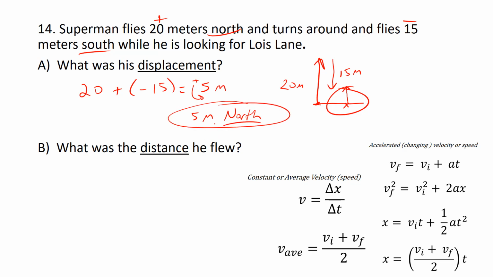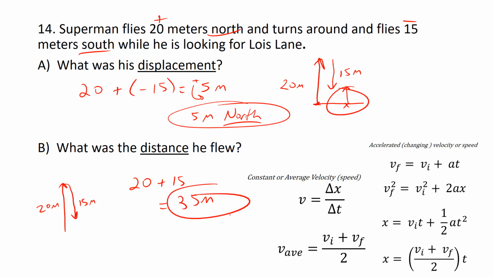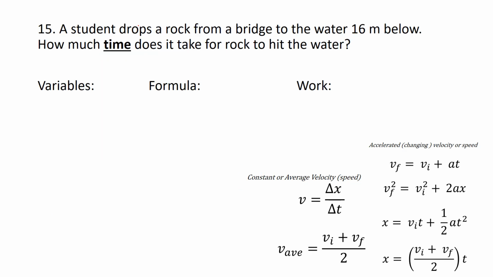Okay, distance flew. With distance, you add them up. You went 20 meters north, and you continued 15 more meters. So you're no longer looking from start to finish. You're just looking for what you totally traveled. And with distance, you will always add it up, and you get 35 meters as your distance. So distance is a scalar. Displacement is a vector.